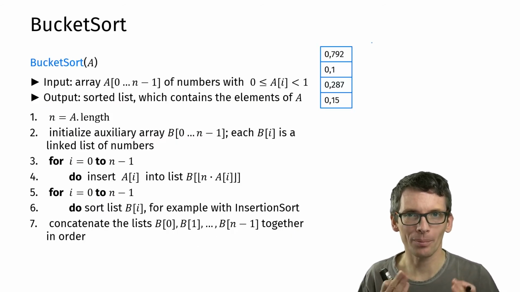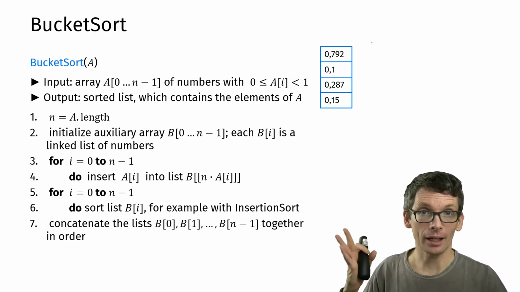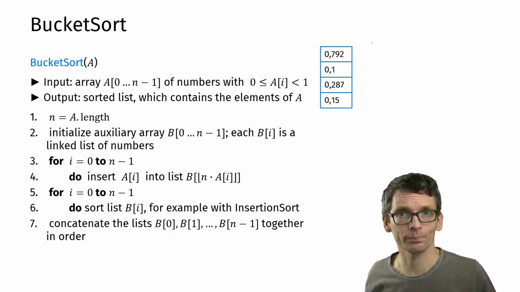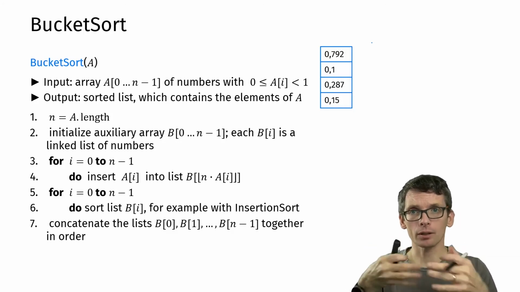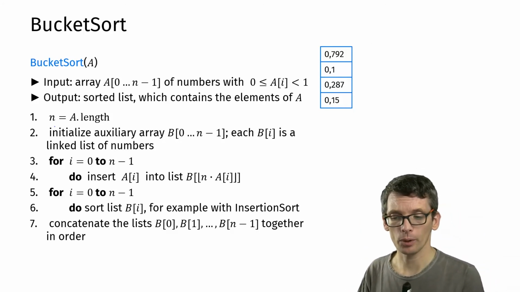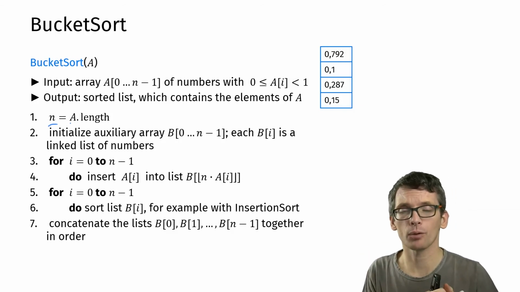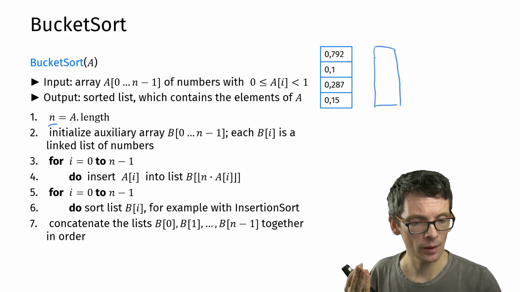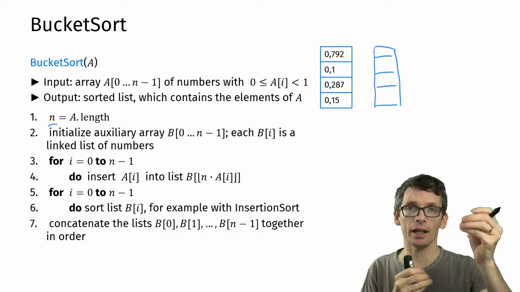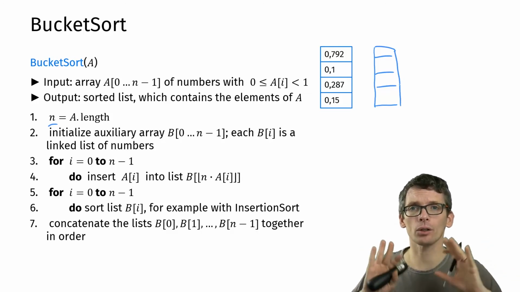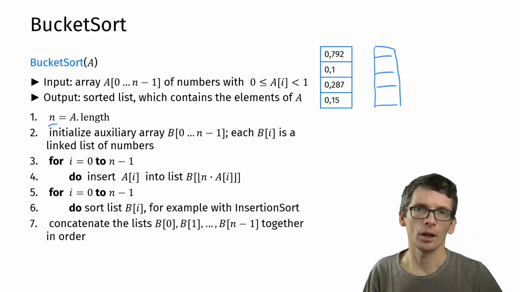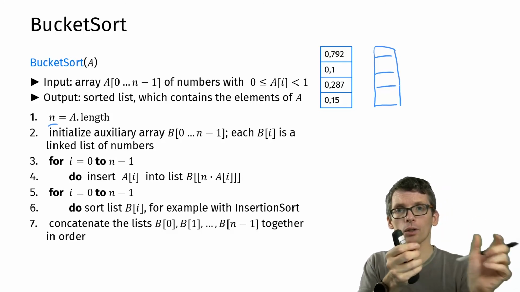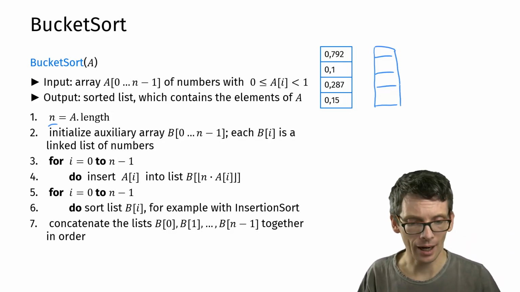Let's look at pseudocode for bucket sort. The input is an array A, so in my example, an array of size 4 with numbers between 0 and 1. The output should be a sorted list containing the numbers of A. Now what do we do? n is the length of A, so n in my example is 4. We initialize an empty array B, also of length n, and the entries of B will be linked lists of numbers. If you don't know what a linked list is yet, it's not that important for this algorithm. Just think of it as a data structure where we can insert a number into it in constant time.